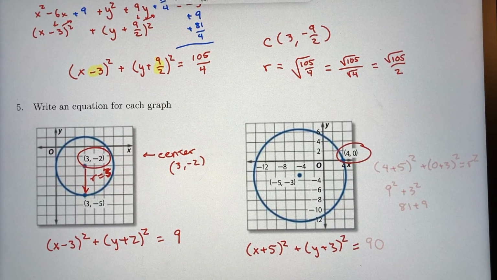Plug in the other point. Oh, I do it over on the side here. And get r squared that way. So 9 squared plus 3 squared, otherwise known as 81 plus 9, 90. There's my equation. And you can ask for the center. The center is -5, -3, and the radius is square root of 90.